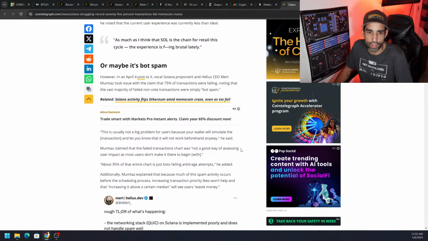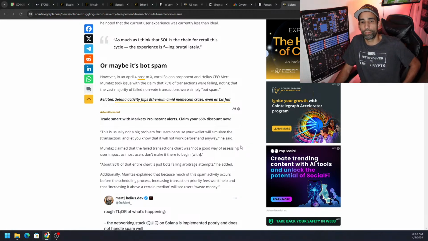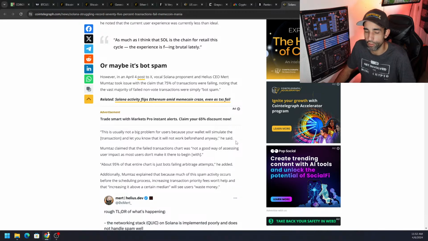Then we got a quote here that this is unusual, not a big problem for users because our wallet will simulate the transaction and let you know that it will not work beforehand anyway. So if you do send a transaction, it usually would fail and let you know that it won't go through, so you didn't spend anything before it actually goes through.